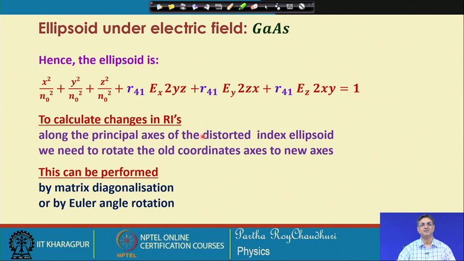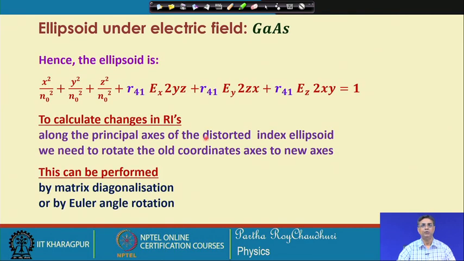Along the principal axis of the distorted index ellipsoid, we need to rotate the old coordinate axis to the new axis, and this can be performed by matrix diagonalization or Euler angle rotation, as we have mentioned earlier with the examples. That is, you can use a matrix diagonalization or an Euler angle rotation to coincide the new coordinate system with the principal axis system of the crystal under the influence of the external electric field.